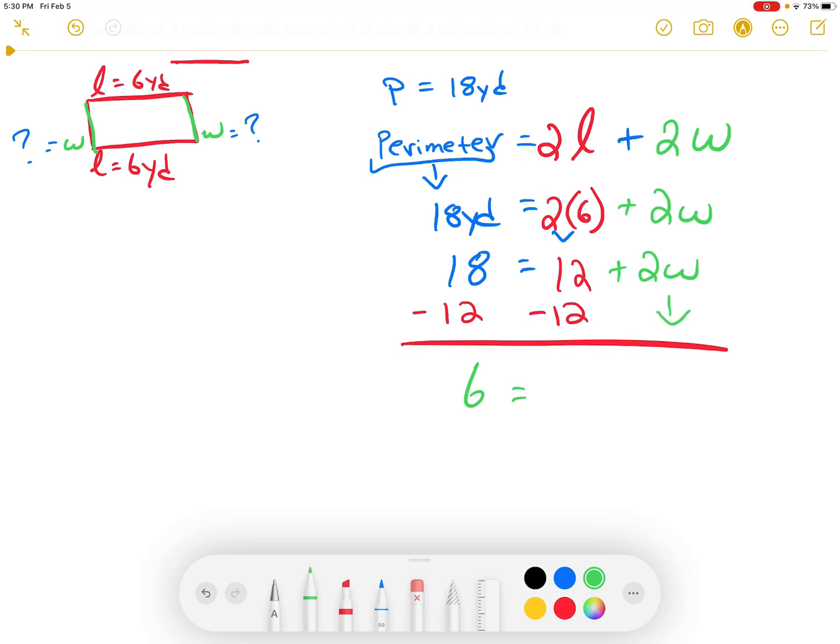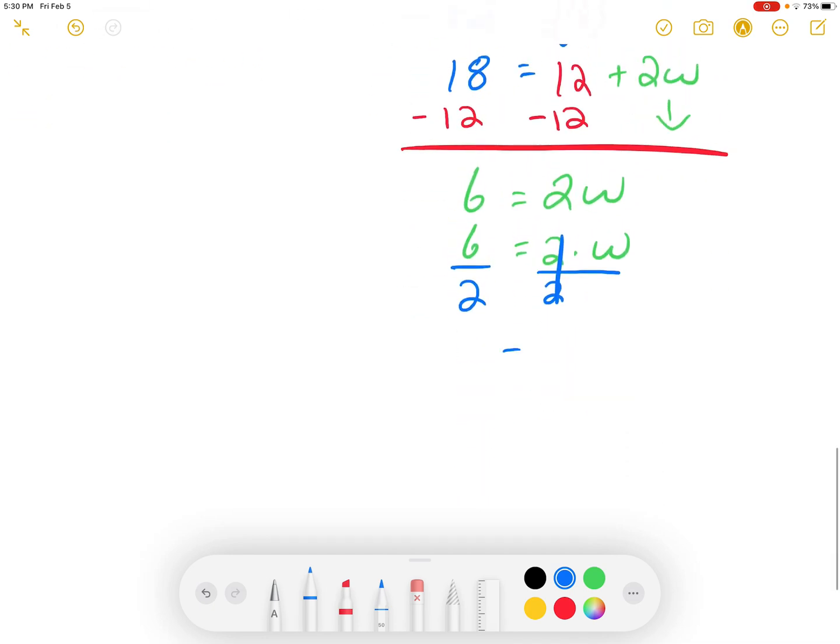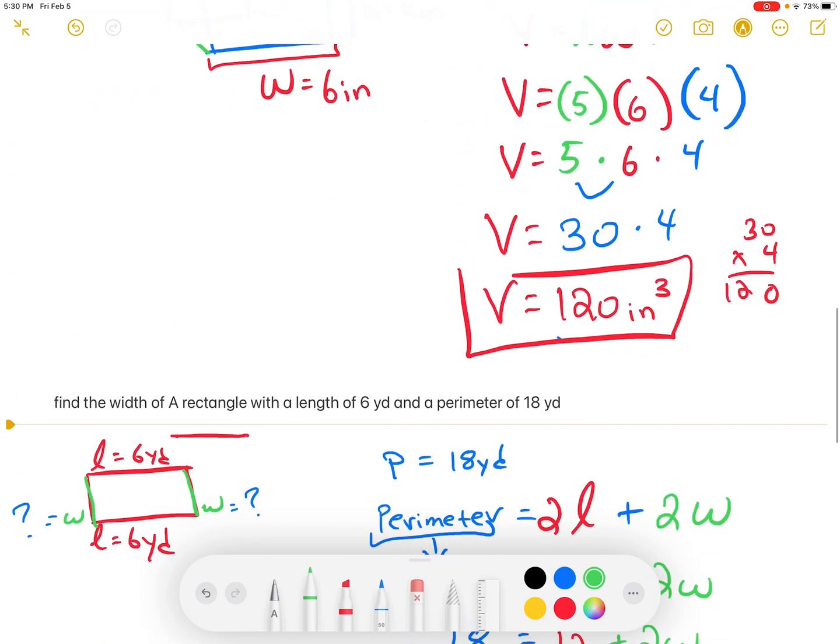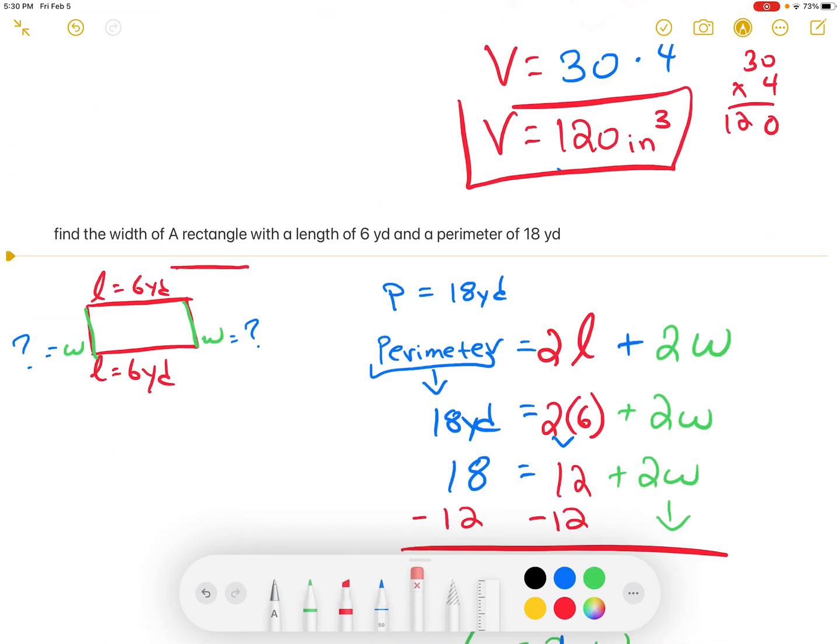6 is equal to, I bring down the 2w because nothing changed. And what do I know about 2w? Well, 2w is really 2 times w equals 6. So to get rid of this 2, I need to divide, which is the opposite or the inverse of multiplication. 2 divided by 2 will get rid of it because it's going to turn into a 1w, 1 times w. And on this side, 6 divided by 2 will be 3. So the end result is 3 is equal to 1w, or 1 times w is w. And there you have it. Your width is 3.